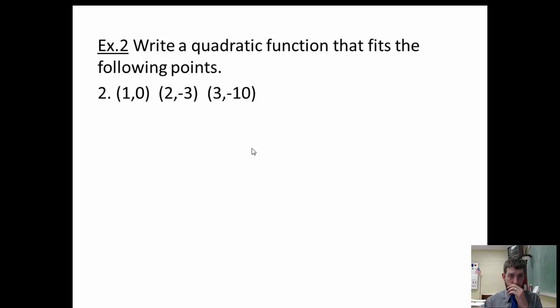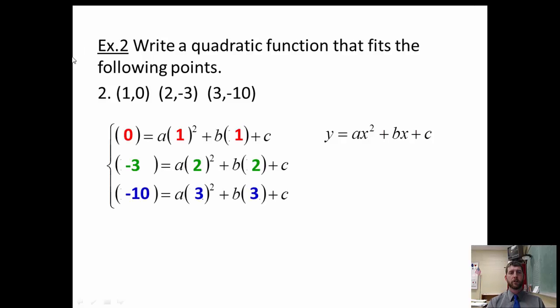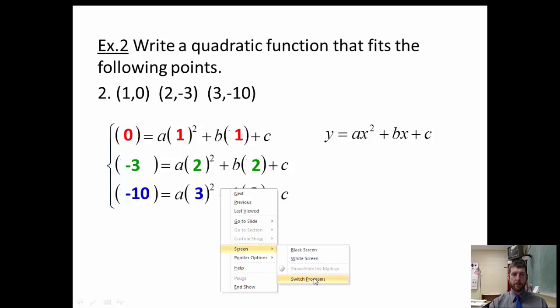Okay, hopefully you were able to get a solution. Let's check and see what you got. So we know we're trying to get y equals ax squared plus bx plus c. So when we substitute into our first equation, 0 goes in for the first y, 1 goes in for the first x. So 0, 1, 1. Second equation, negative 3 is our second y, 2 is our second x, so that goes into the second equation. And negative 10 is our third y, and 3 is our third x. So we just plug those in. Let's go grab our calculator.